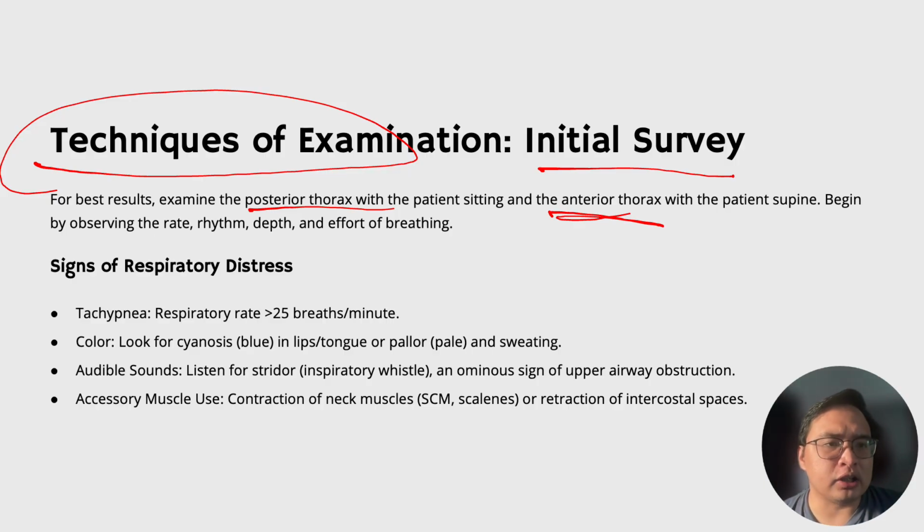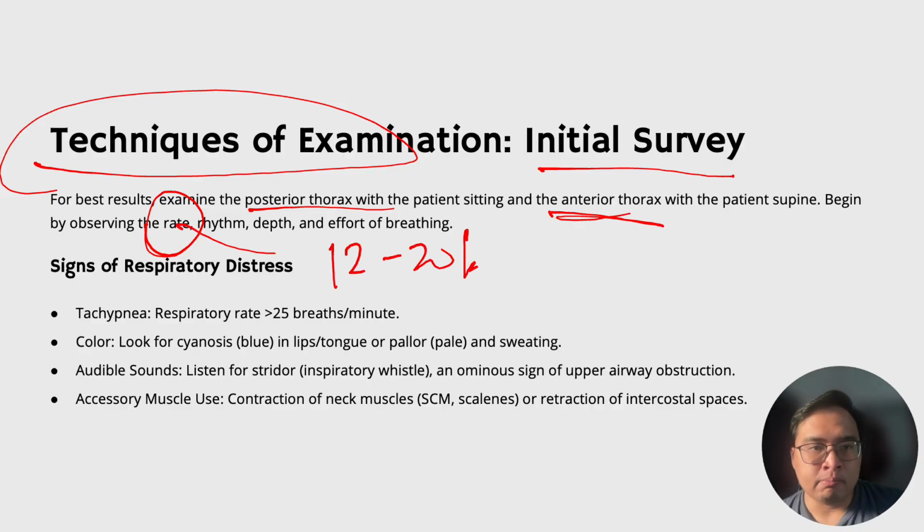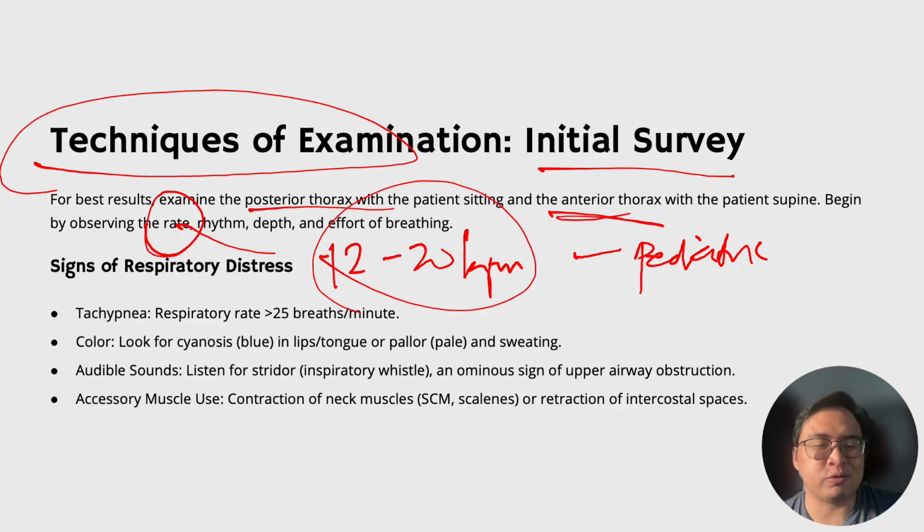What's the normal respiratory rate? Around 12 to 20 breaths per minute. But of course, it's different in the pediatric population, especially in neonates. So this is for the adult population, of course. If it's too slow, then it's called bradypnea. If it's too fast, it's tachypnea. Tachypnea is around 25 breaths per minute.